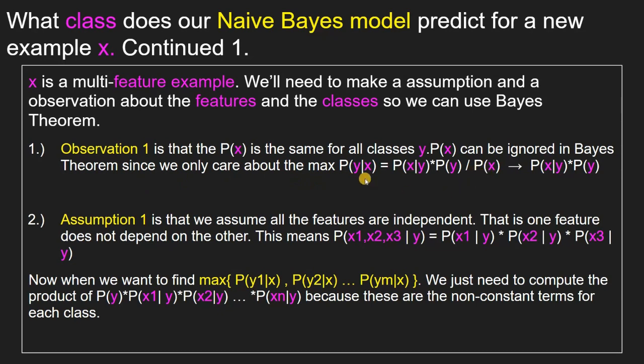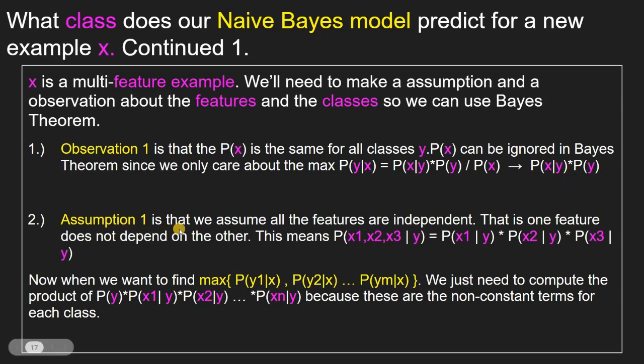The probability of x is the same for each class y, so we can ignore it. We're computing the probability of y given x, and we just use the probability of x given y times the probability of y, since these are the only two terms that differ for each class. I hope that makes sense.